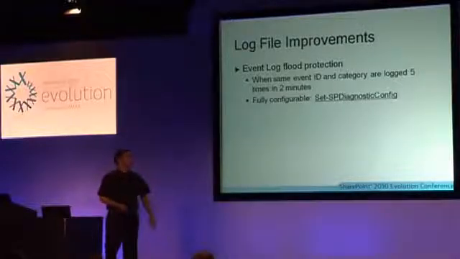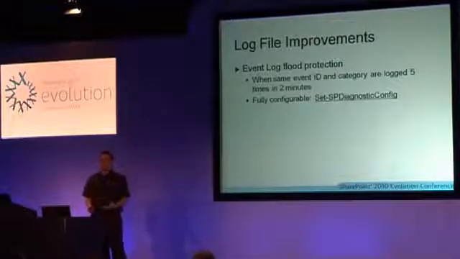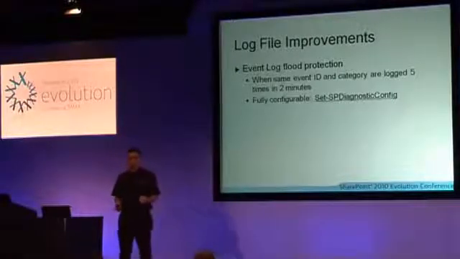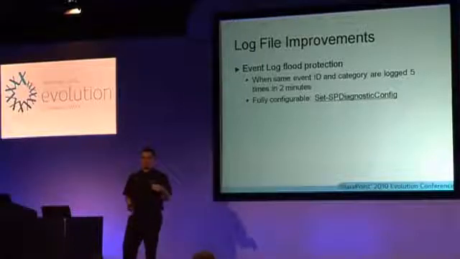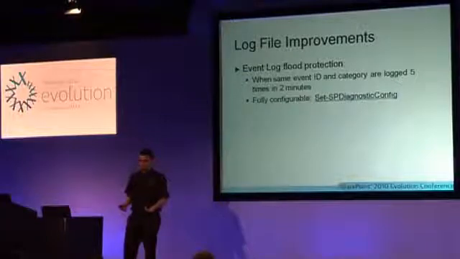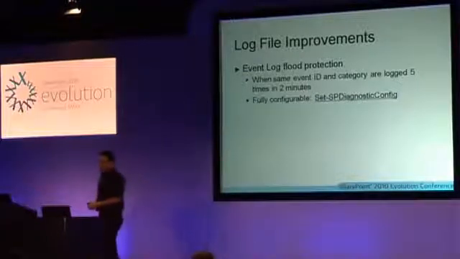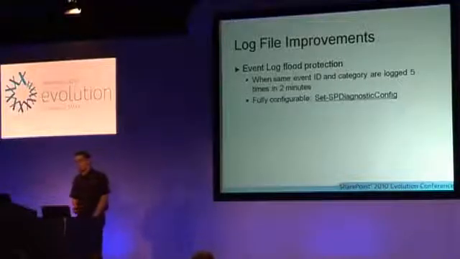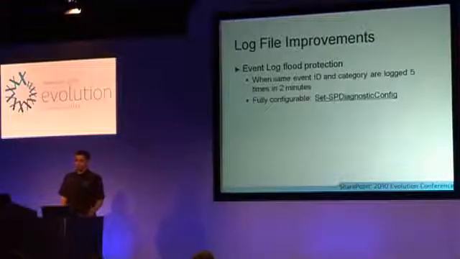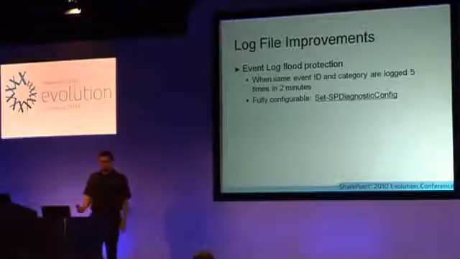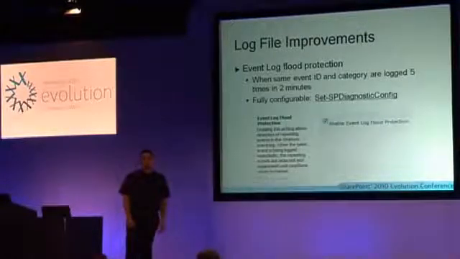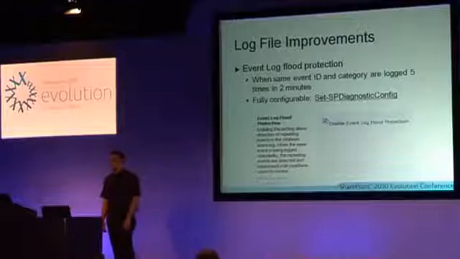Now there's event log flood protection built in, which means that if an issue by default fires events more than 5 times in 2 minutes, we'll throttle that back and just fire another event that says this event has fired 400 times, but it's being throttled because it's flooding your logs, okay? So that's pretty cool. That is fully configurable, so you can use the Set-SPDiagnosticConfig PowerShell cmdlet to configure that and change it to whatever settings you prefer. And in Central Admin, it is literally just a case of ticking the enable event log flood protection, which is ticked by default, so you're pretty much good to go out of the box.